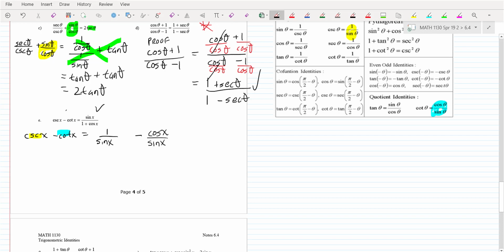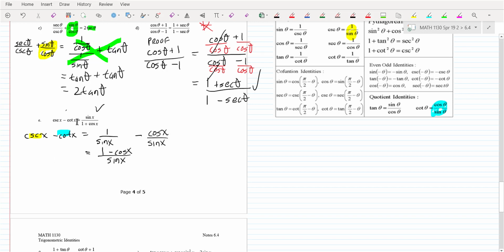Okay, so I'm going to just try this and see where it gets me. All right, so now I have a common denominator. So by putting that together, you could write this as 1 minus cosine x all over sine x like that. Well, okay, I'm not quite there. I mean, that's not the same.